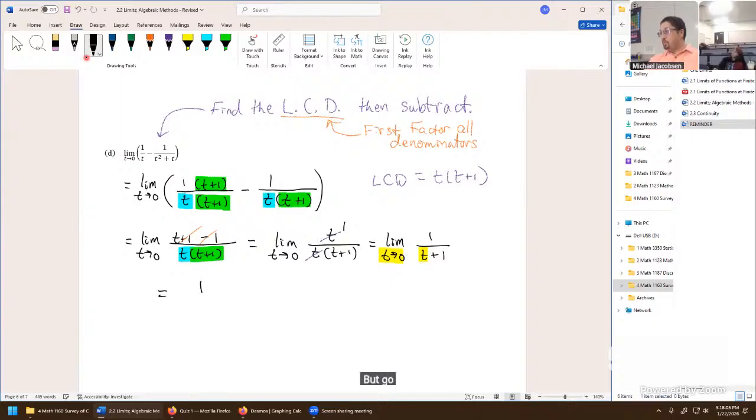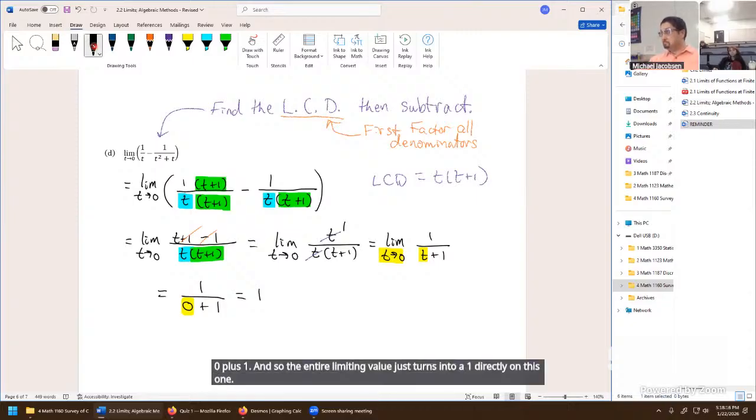We go to the next step. It's 1 over 0 plus 1. And so the entire limiting value just turns into a 1 directly on this one.